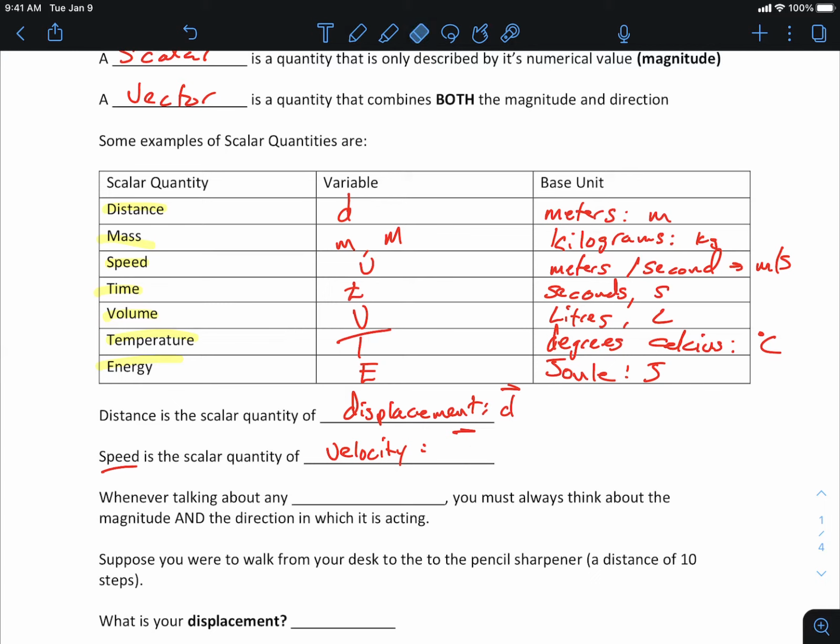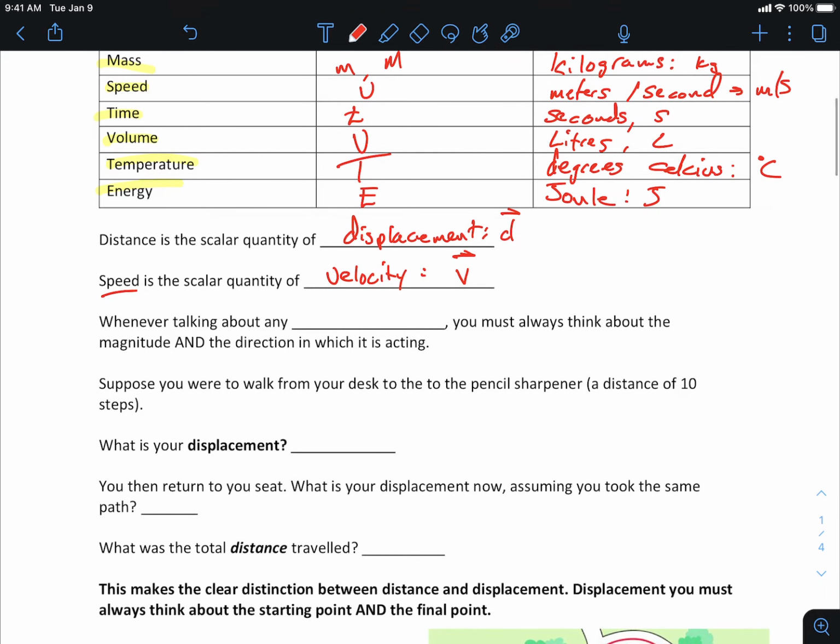We'll make that look like a v and an arrow. Whenever we're talking about any vector, we have to think about the magnitude and the direction. I'm not seeing any questions so far. Are we okay?